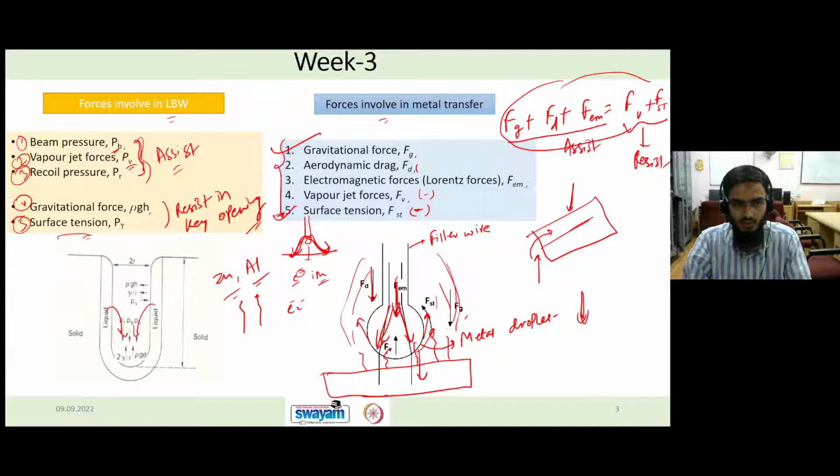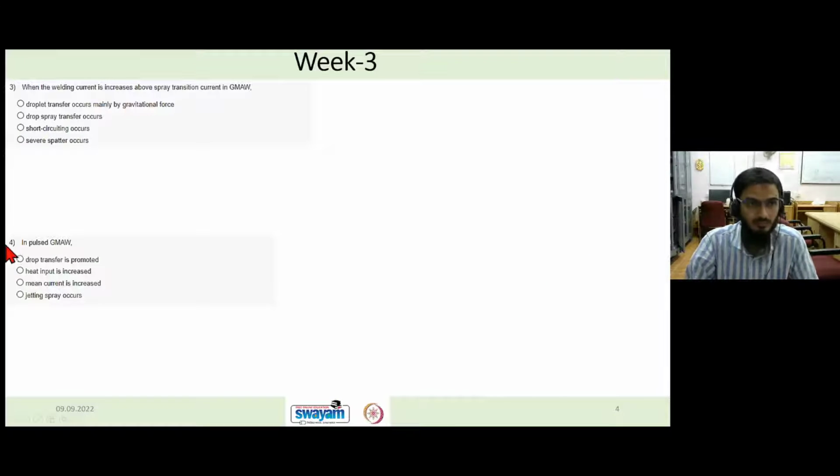Yes, sir. Now we'll move to the next question. You can read question number 3 on your screen. When the welding current is increased above the spray transition current in GMAW, then what will happen?